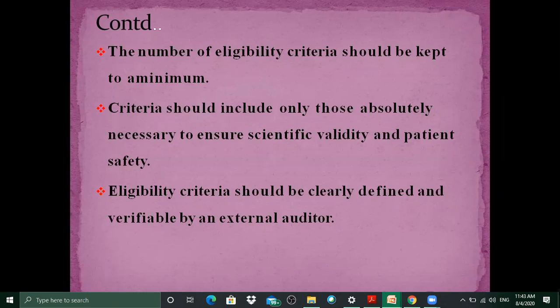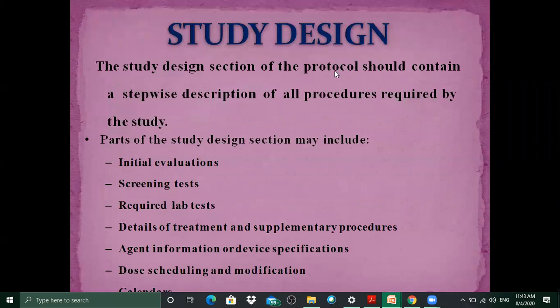The external auditor should come and look into the criteria that you have decided for inclusion and exclusion of the person. Inclusion is when you want to enroll the subject into your study, and exclusion is what kind of people you will not allow to be enrolled into the study. Then study design.